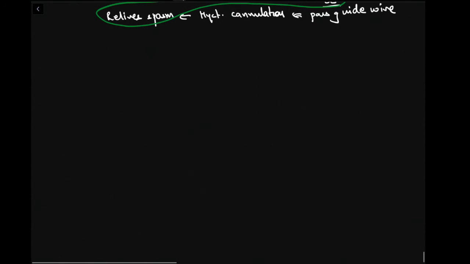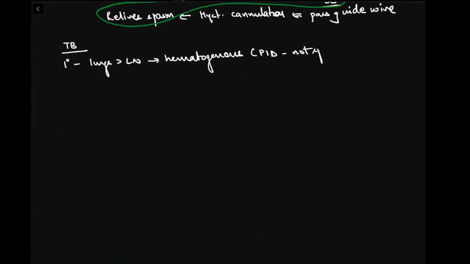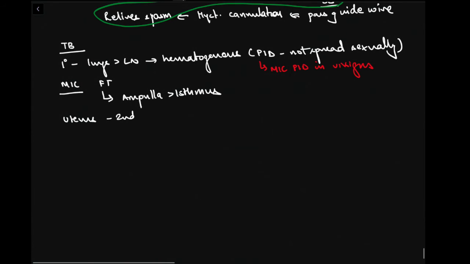Let us talk about genital TB. Right, it is due to spread from primary site like lungs followed by lymph node, and it is a hematogenous spread. All the PIDs, they are spread sexually, and TB, genital TB, is one PID which is not spread sexually, and it is the most common cause of PID in virgins. Most common site is the fallopian tube, in which ampulla is the most common part, followed by isthmus. Uterus is the second most common organ involved, and the least common site is vagina and vulva.